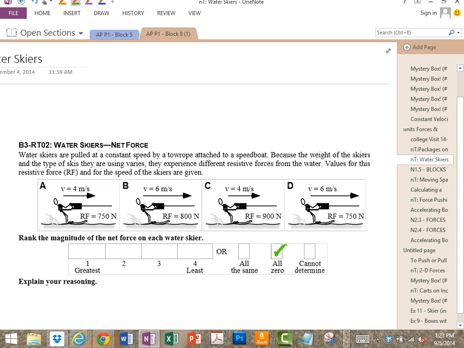Let's draw ourselves a free body diagram. I feel like a lot of times when I tell you to draw free body diagrams, it's like, oh man. But on questions like this, it's much easier if you actually do, because then you can see what's going on. So let me ask, what forces are acting on the skier? Raise your hand if you can tell me one. The rope, yeah, along the string. Okay, so the force of the boat on the skier. What else?